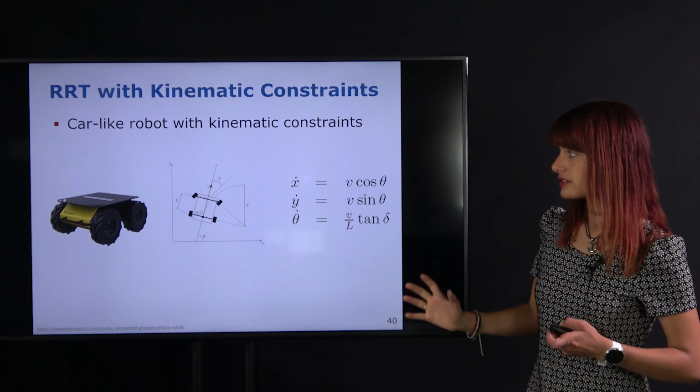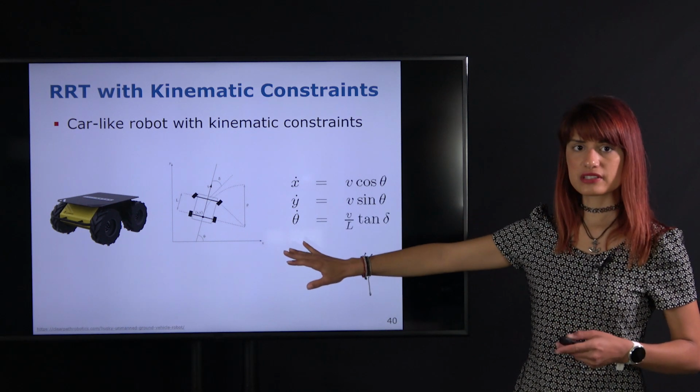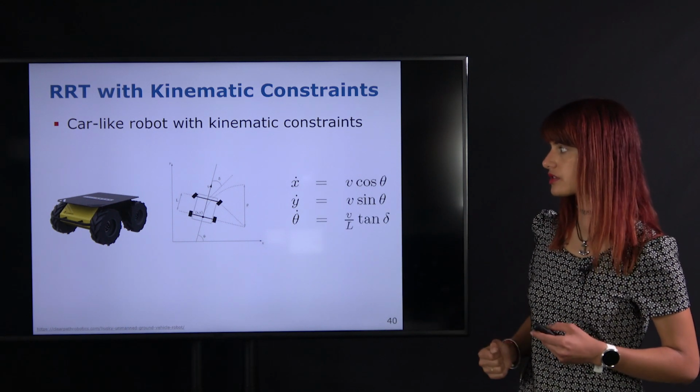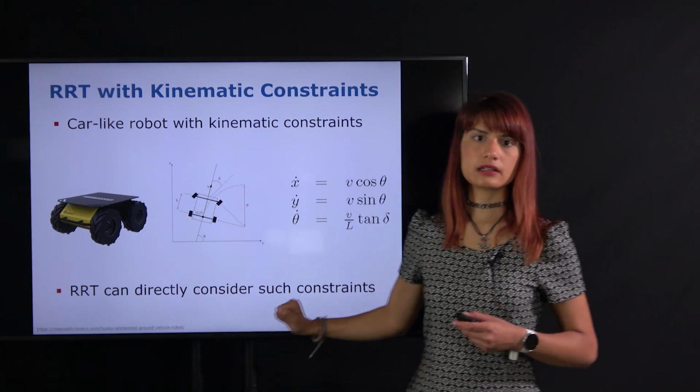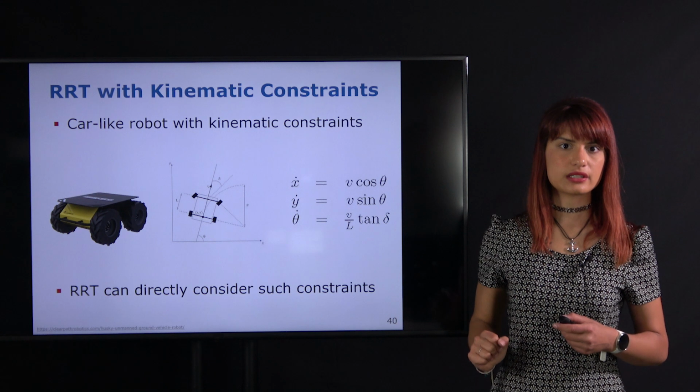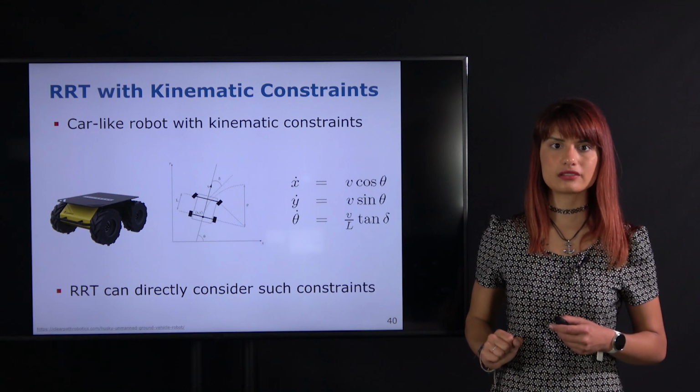The beauty of the RRT is that if we have such a system and we can capture such non-holonomic constraints, the RRT can actually support them very easily. And let's have a look at how we can do that.